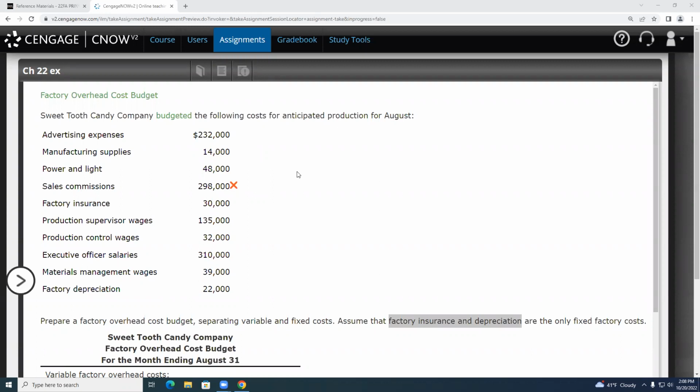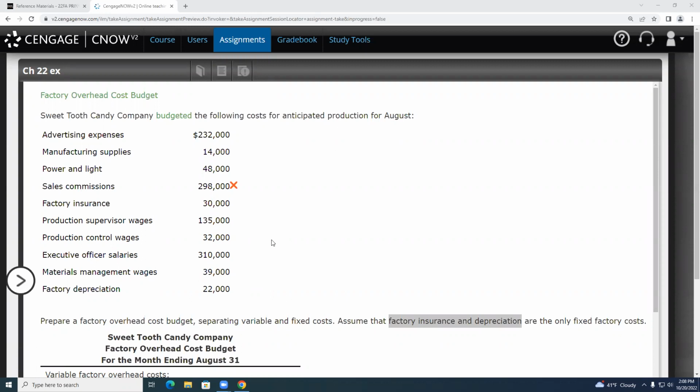Materials management wages too? Materials management would be part of the product. So if we weren't making the product, then we wouldn't have to have a warehouse staff. Those are probably the people who are in charge of the warehouse, the storage and usage of materials. Okay. But I see two others. The production supervisor wages. No, because again, if we weren't producing the product, we wouldn't have to have a production supervisor. So that's definitely part of the cost of the product.